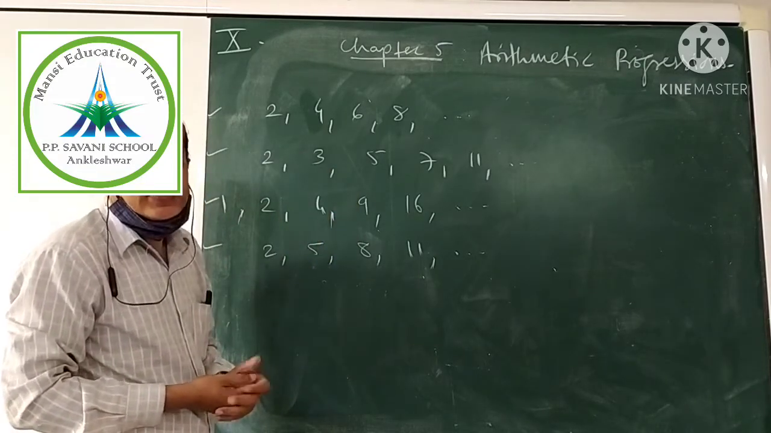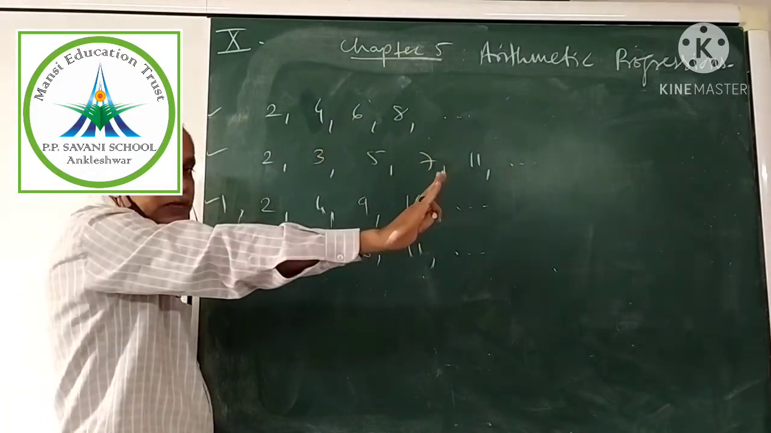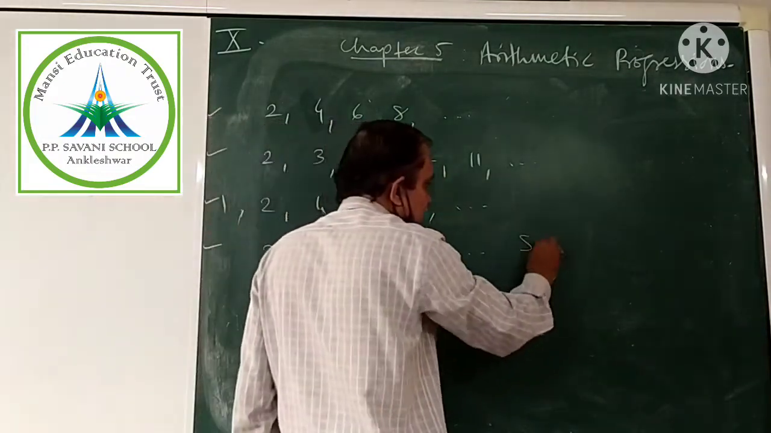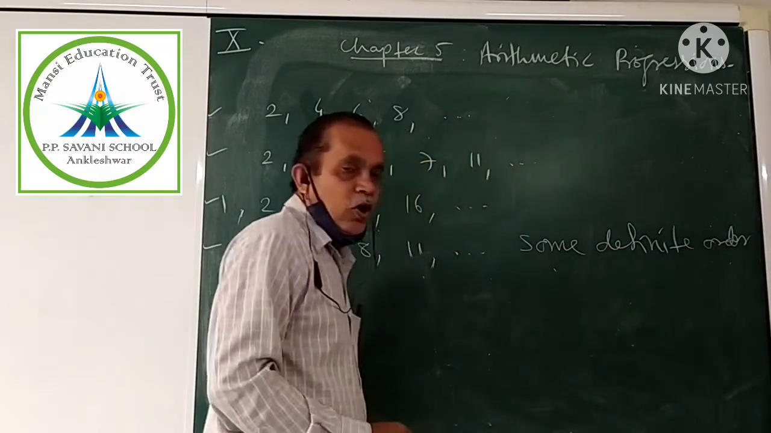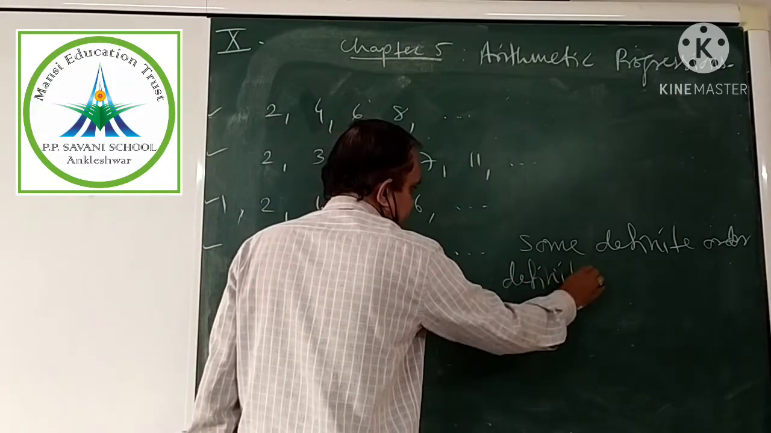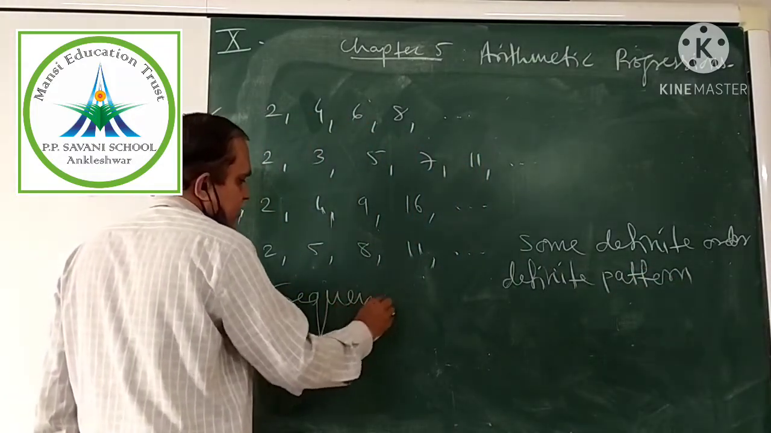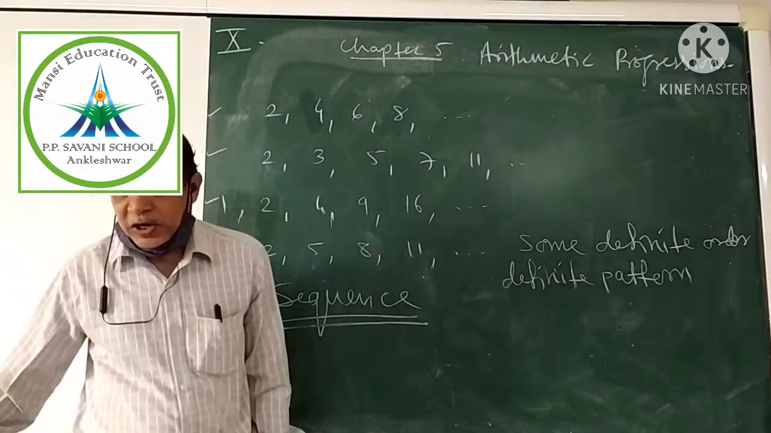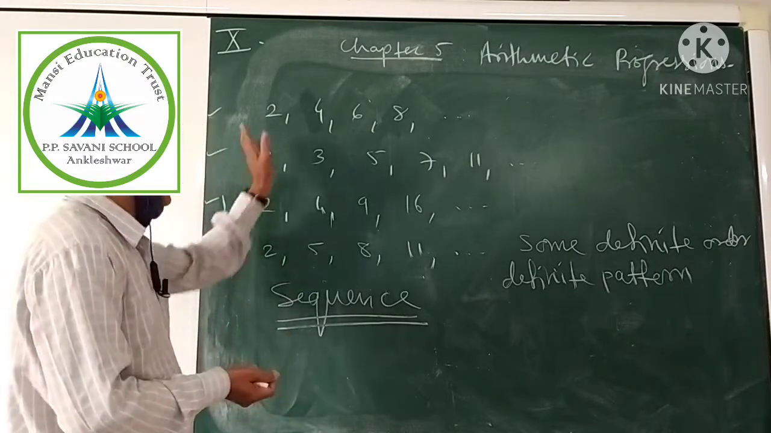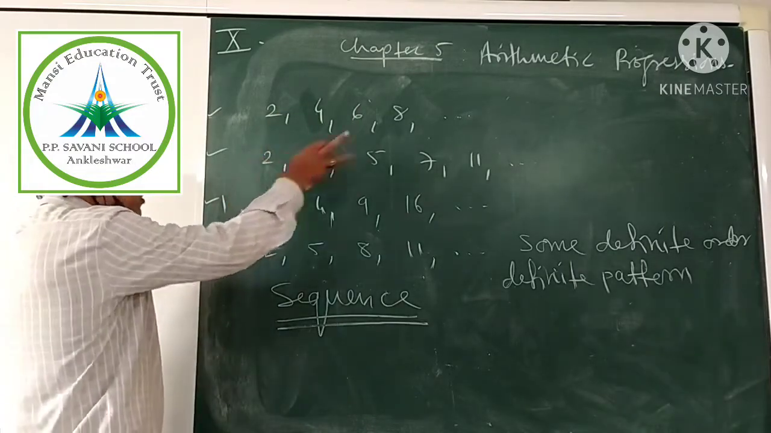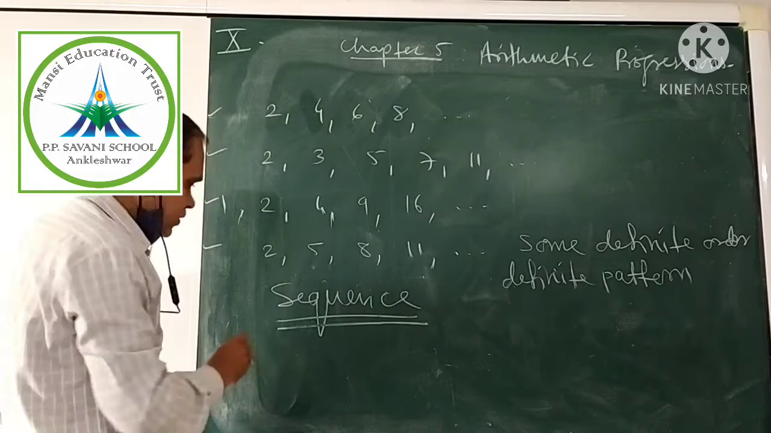All these patterns of numbers are satisfying some particular order. Yes or no? So if any pattern of this type is written which satisfies some definite order or definite pattern, it is known as a sequence. We are learning about sequence right from class 3, 4, 5. Every class they are writing numbers, tables. Now, in this sequence, each member is known as a term of the sequence.